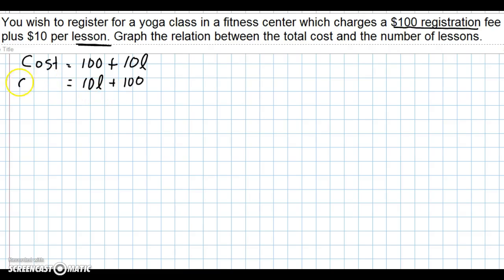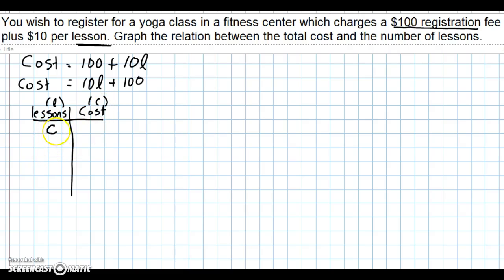Once we have our relationship between the cost and the lessons, we can actually create a table of values. So which one depends on the other? Our cost is going to change depending on the number of lessons. So we're going to put the cost over here, and we're going to put the lessons over here. Or we could also think of this as lessons. Our variable is L, and our cost we could call the variable C.